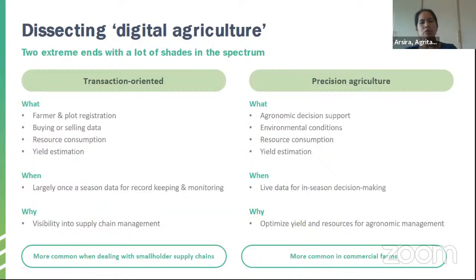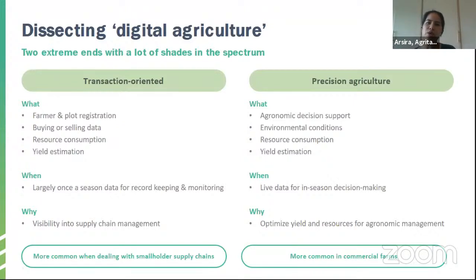And what we see is, if we take two extreme ends of the market, on the one hand, more transaction-oriented. So more farmer and plot registration, more transactions on buying and selling volumes, data on resource consumption, what fertilizers have been purchased and stuff like that, and then yield estimation at the end of the season. So that's one end of the market. You see this type of table format, mainly for record keeping and monitoring. Typically, the consumers of the data want to see it once a season, and it is typically used for supply chain management. So that's on the one spectrum of the market.